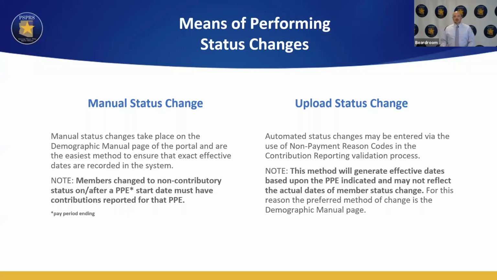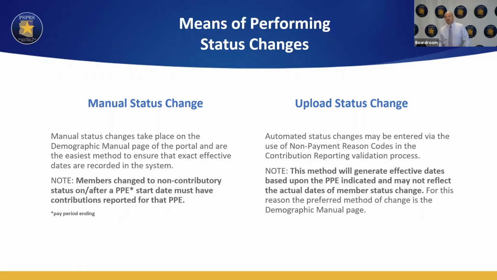So jumping right in, there are a couple of different means to making demographic updates. One of them is a manual process that takes place on the demographics manual page of the employer portal. We look at this as the easiest way to provide true and accurate data with regard to the members' actual statuses and the effective dates. We want to keep in mind that members who are placed in a non-contributory status during a pay period, after the beginning of the pay period, will be expected to make contributions. So there are a couple of other steps that you might need to enter for members who change statuses in the middle of a pay period.